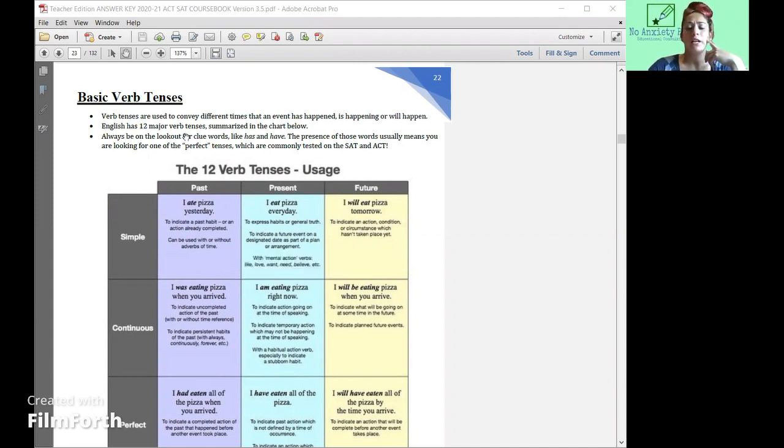But we want to be on the lookout on the tests for clue words like has and have. So usually those are words that signal something called the perfect tenses. And you may have experience with those in other languages like Spanish or Italian or French, but these are very commonly tested on the SAT and ACT. The reason for that is most native English speakers use them sort of without thinking. You kind of pick them up naturally. You're never really sort of taught how to use them. So we're going to work on that in this chart.